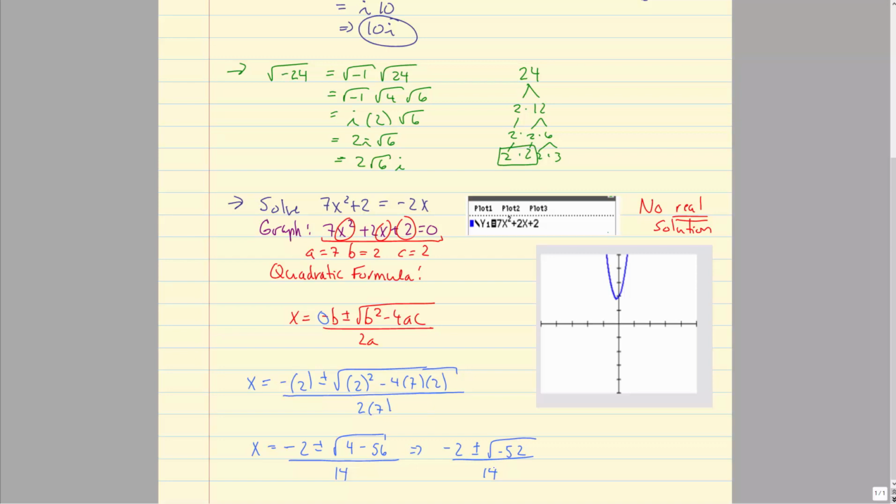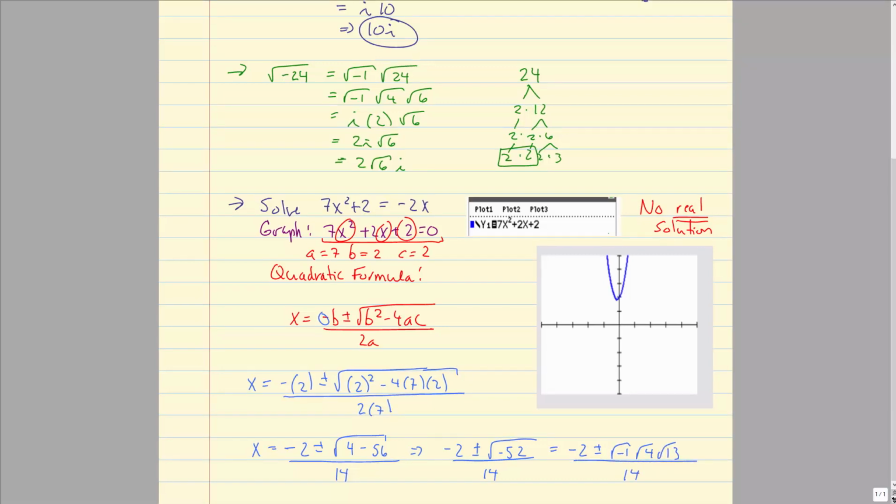You can use that factorization tree, and again, we're always going to have to simplify these, so knowing your perfect squares would be a good idea. So negative 2 plus or minus root 4. Actually, let's pull out that square root of negative 1 first. Square root of negative 1, square root of 4, square root of 13 all over 14. And again, we want to simplify this further.